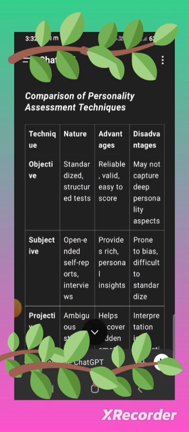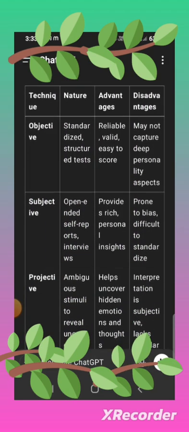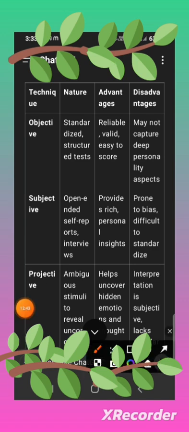Comparison of personality assessment techniques. Objective technique: standardized structured test. Advantages: reliable, valid, easy to score. Disadvantage: may not capture deep personality aspects.